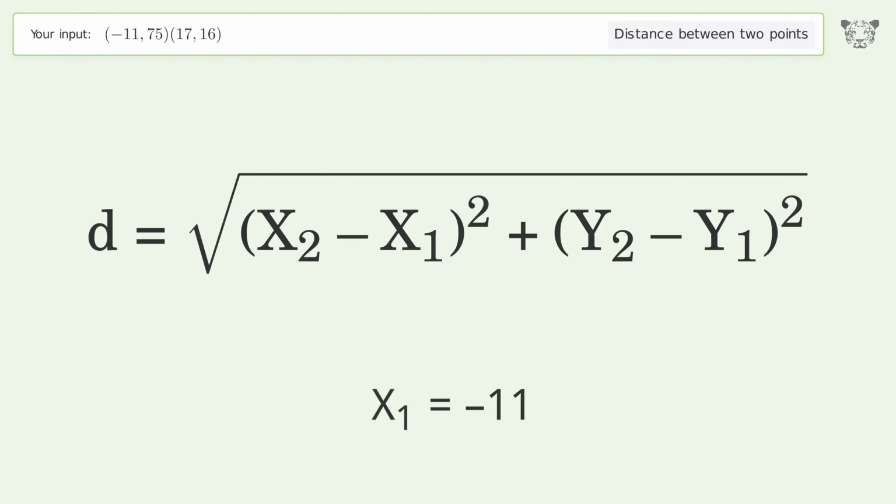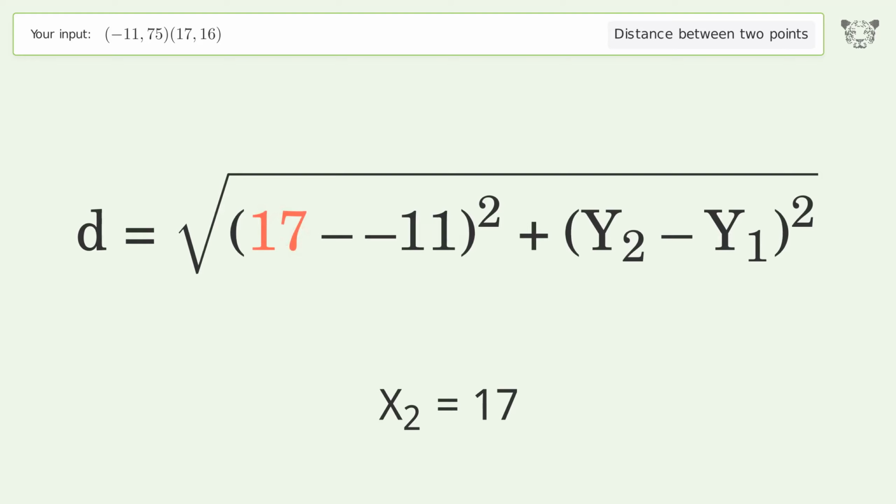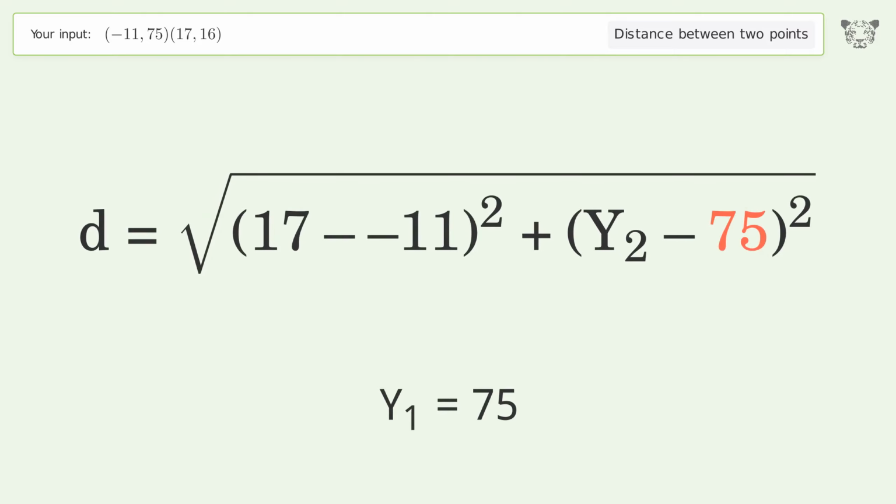x1 equals -11. x2 equals 17. y1 equals 75. y2 equals 16.